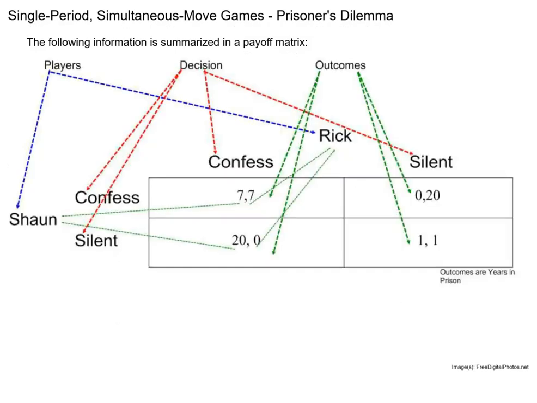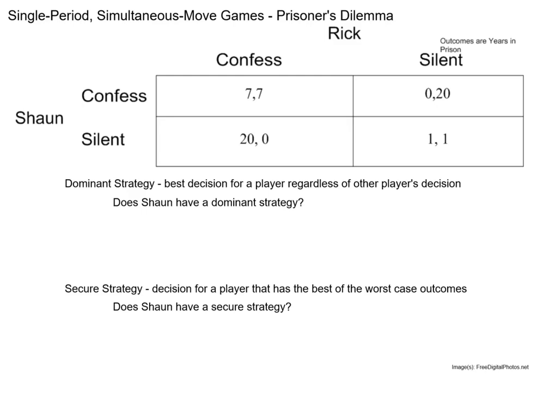The next slide summarizes this. Again, in blue, I've got my players. In red, I've got my decisions. And in green, I've got the outcomes. For those outcomes, in each element of the matrix, the first value is the outcome for the person on the left. The second value is the outcome for the person, in this case, on top, right?